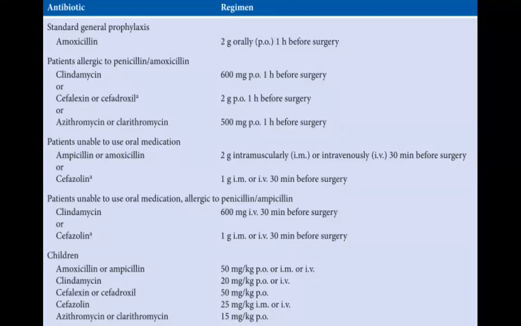We are using, it depends. If you need IV sedation, you're doing IV sedation. If not, that will be done inside the OP theater, inside this surgical room. We are using oral irrigations by means of chlorhexidine antiseptic solution.